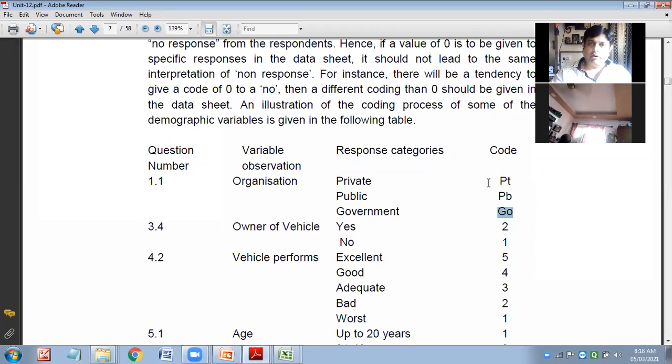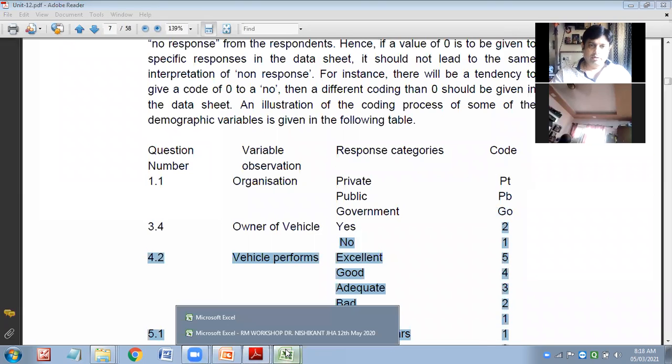But if we talk about any statistical tool, if you are applying it through your computer, whether it is SPSS or Excel, they are not going to learn these codes. They are not going to apply these codes. So that is why you have to take everything in numeric.